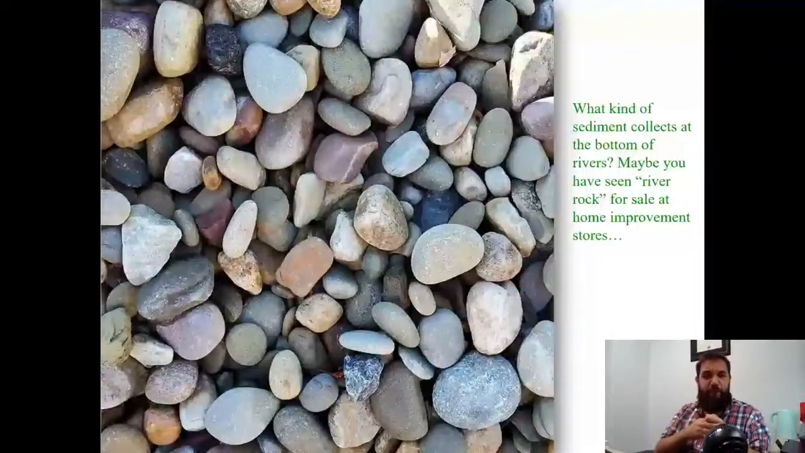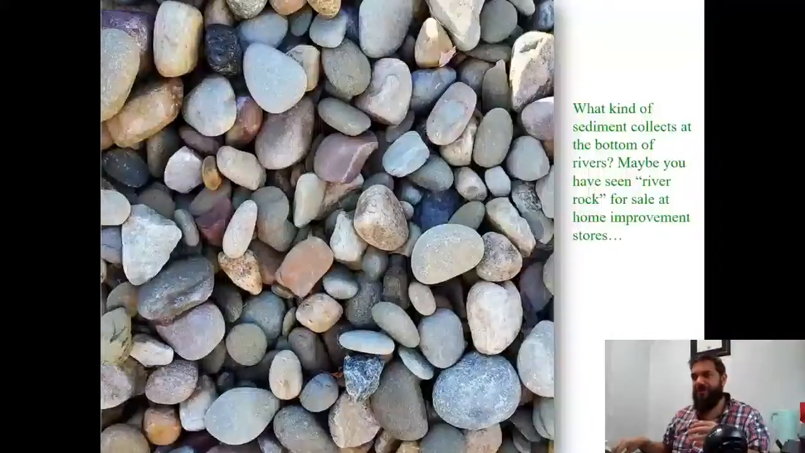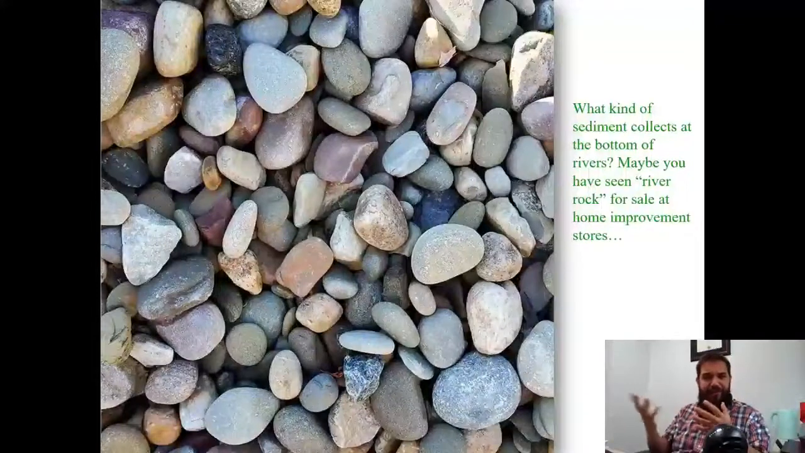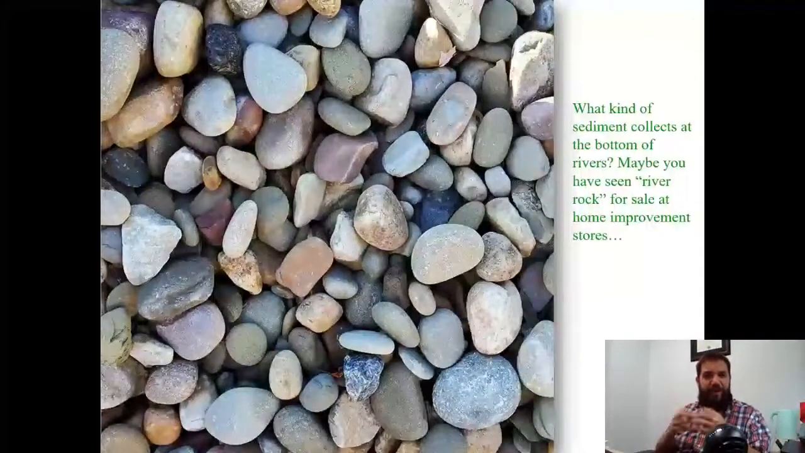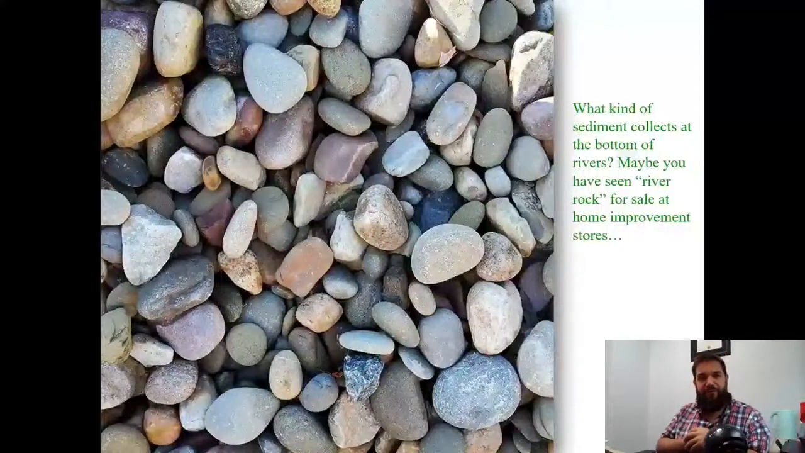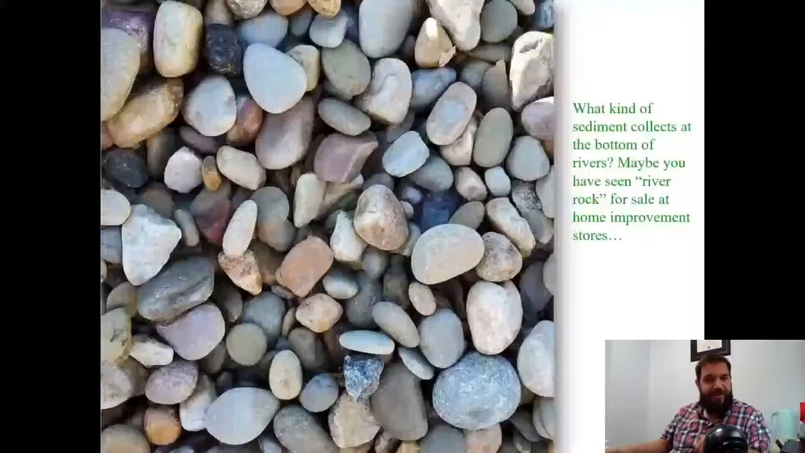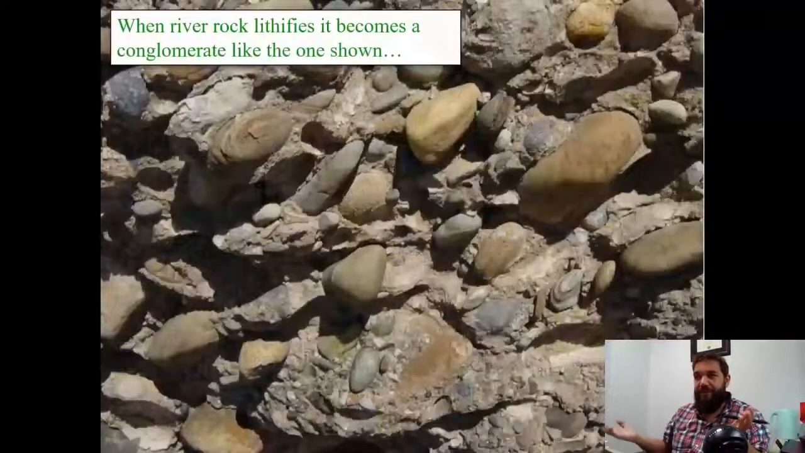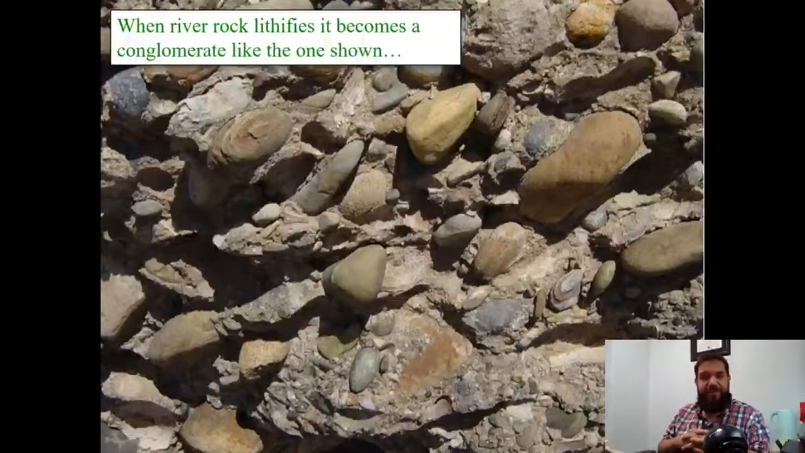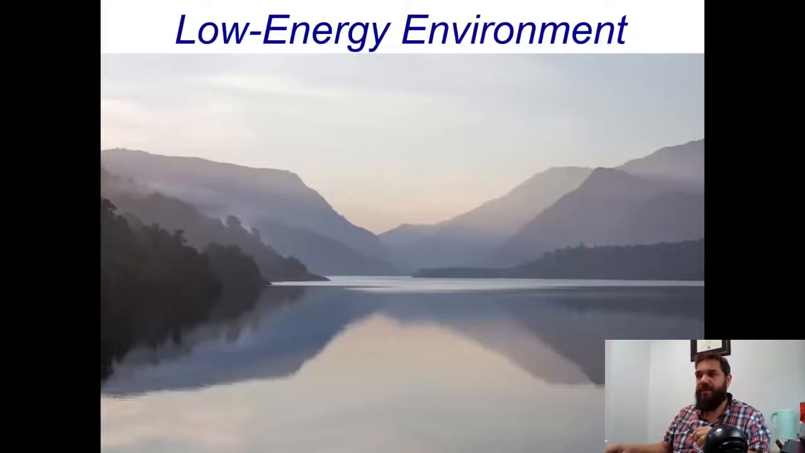If you ever think of like river rock, you ever go to like Home Depot or something, you see river rock for sale, right? What's river rock? Where they're like big cobbles, right, of rock that you would find in a fast-moving river, okay? That's high energy. So when cobbles like that, river rock, lithify, what does it make? It makes a conglomerate like this, right? So it becomes like a conglomerate. Other things can make conglomerate too, but that's one example.